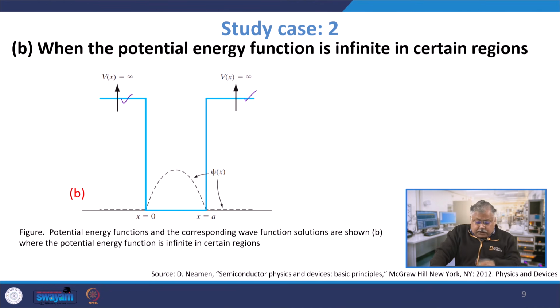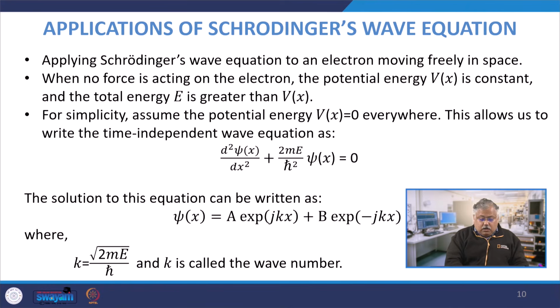Now if you look at psi x, it suddenly goes to 0 at these two edges, right? It goes to 0, and in the middle it goes to a high value, which means that now the probability of the particle being found within that gap will be relatively high. So these are the two basic cases, and let me now solve a basic Schrodinger wave equation and show you how it is solved.